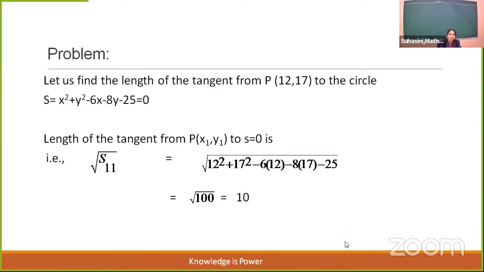What is root S11 value for the given circle? Put x = x1 and y = y1. What is x1 now? 12. What is y1 now? 17. Substitute and simplify. It will be 100. Root 100 is equal to 10. Therefore, the length of the tangent drawn from P(12, 17) to the circle S = x square plus y square minus 6x minus 8y minus 25 = 0 is 10.